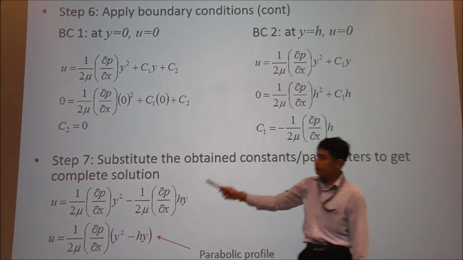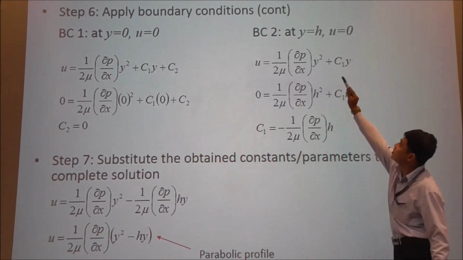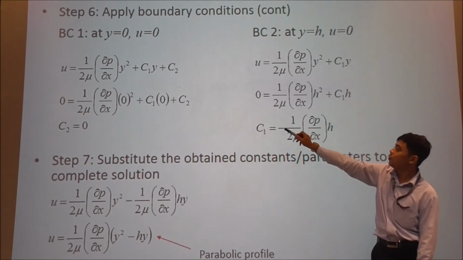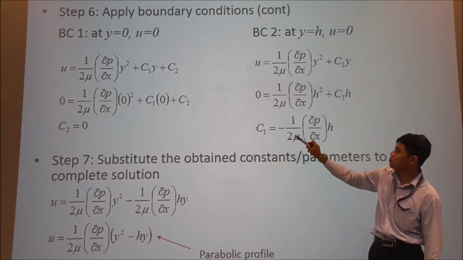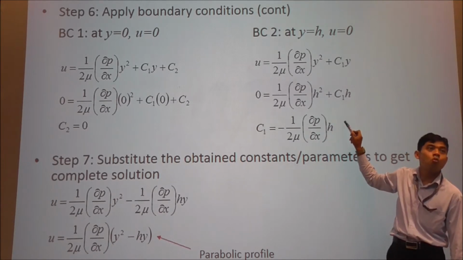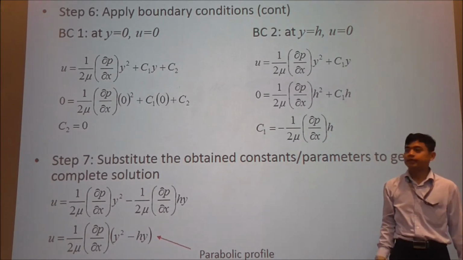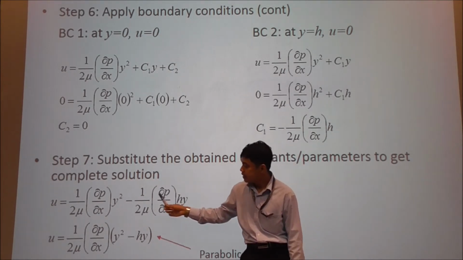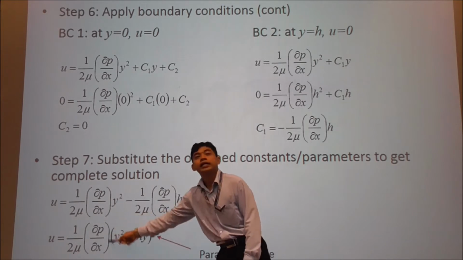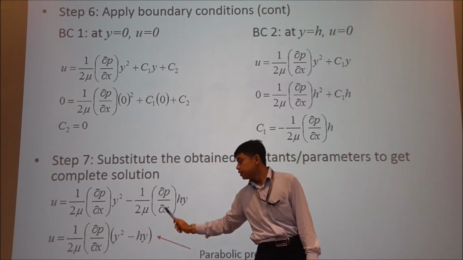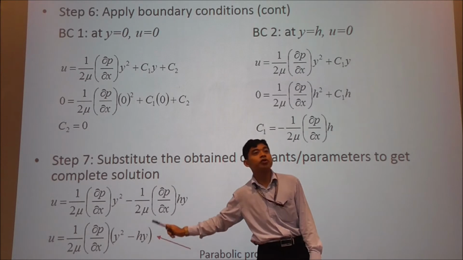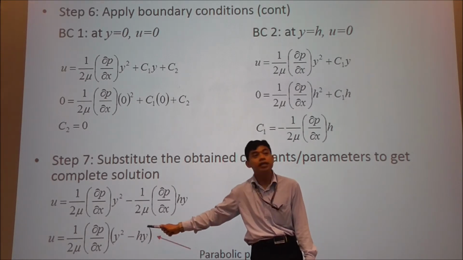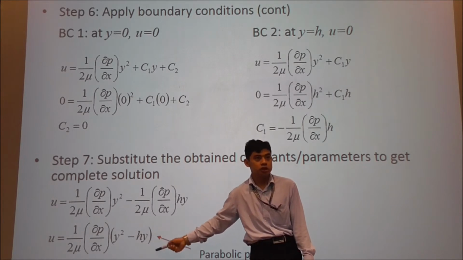You plug back in, you remember your c1 is this, right? So you plug this into that, you will have minus 1 over 2 mu dp dx h y. Right? You had this. Now, if you combine this and that, you will have this one. So, this is the equation that governs your flow. So, your flow profile at any location can be described using this equation.